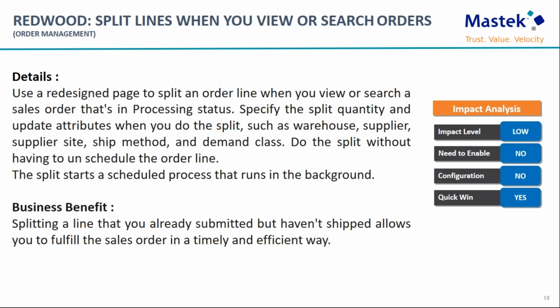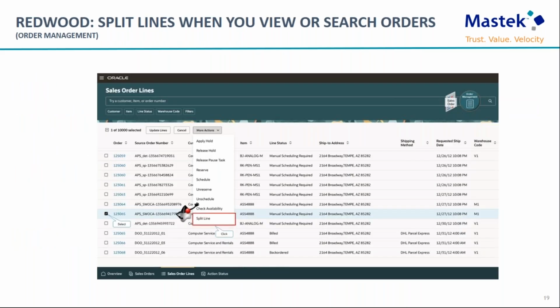This new feature starts a scheduled process that runs in the background. The business benefit that it provides is that splitting a line that you already submitted but haven't shipped allows us to fulfill the sales orders in a timely and efficient way. As for the impact analysis, its impact level is low, need to enable: no, configuration required: no, and a quick win: yes.